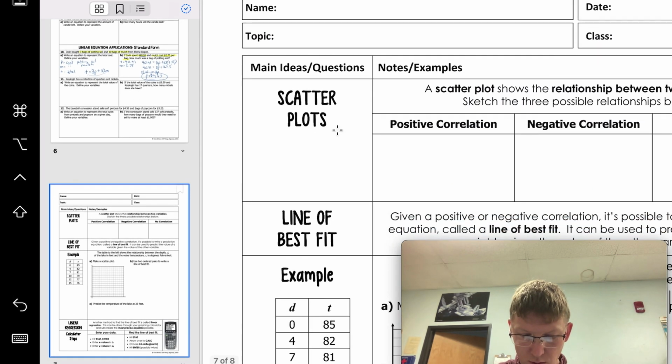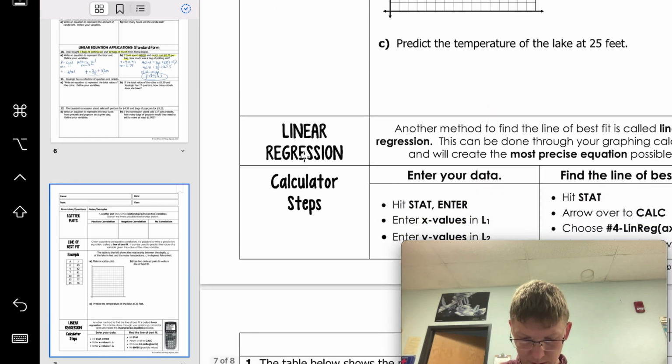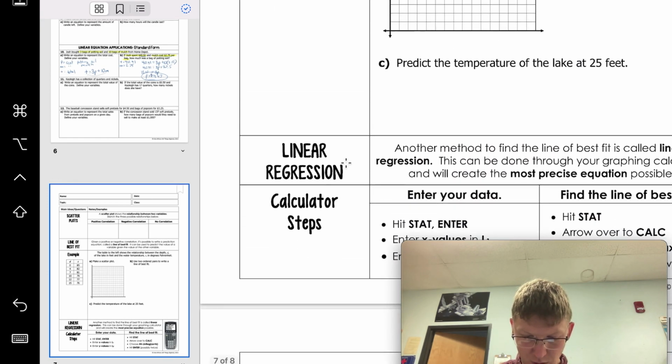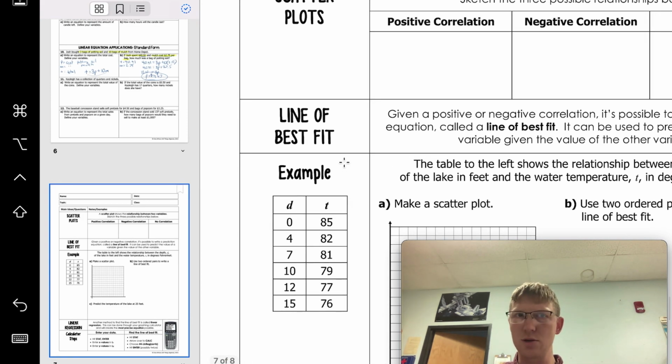And all of this scatter plot, line of best fit, and then linear regression, we'll talk about all that in class. They have you here doing it on your calculator, but doing it on Excel is far easier and more useful. So that's what we're going to do in class.